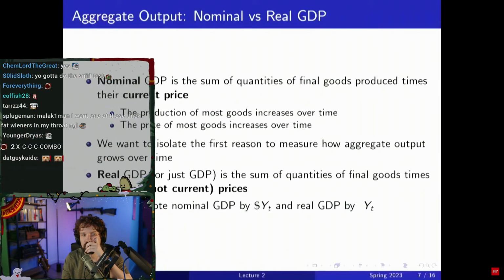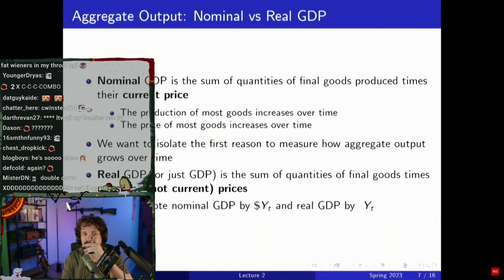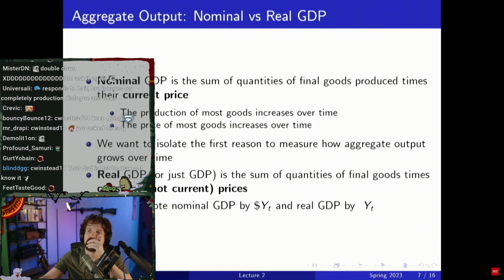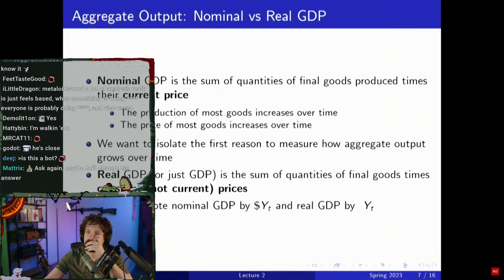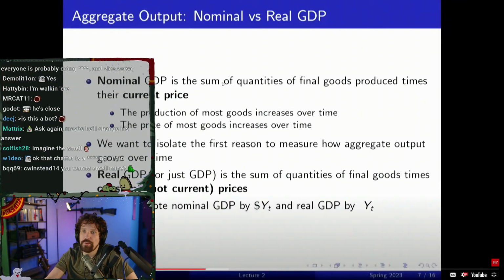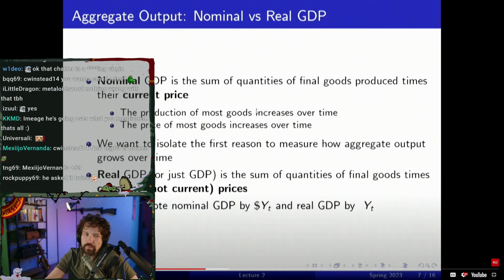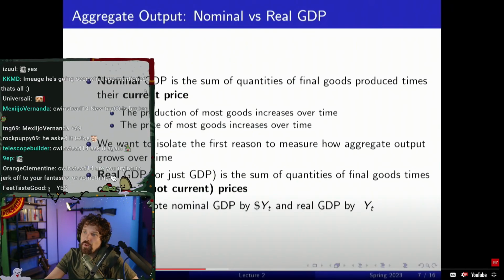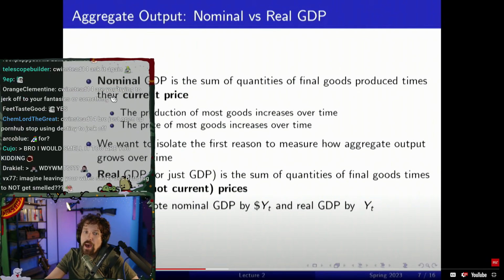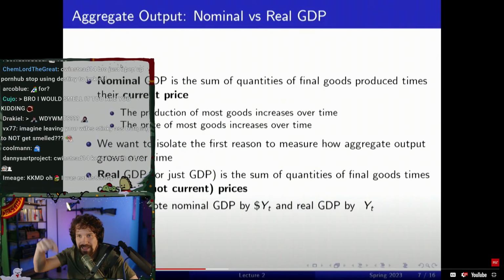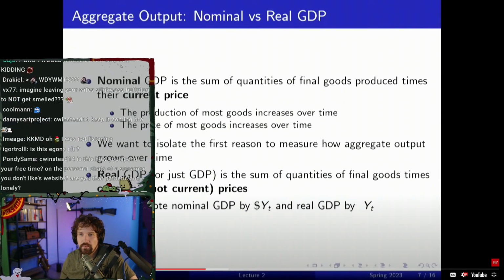Okay, so that's that. Now you know what GDP is and the different ways of measuring it. You're going to have to remember that for PSET 1. Nominal GDP is the sum of quantities of final goods produced times their current price. Nominal always means in today's dollars, at their current prices.